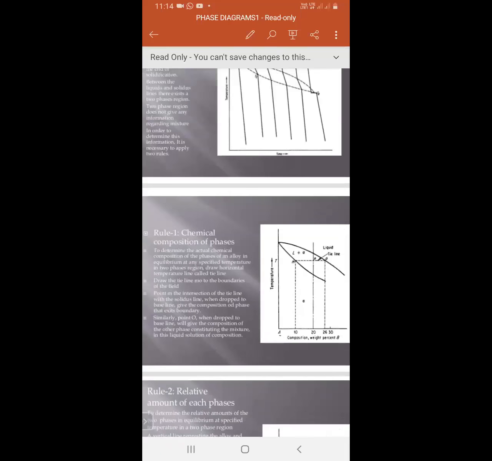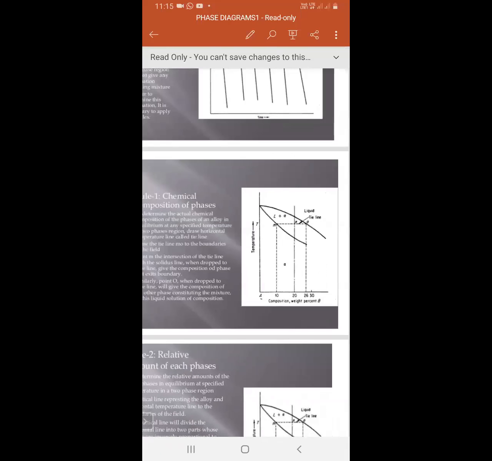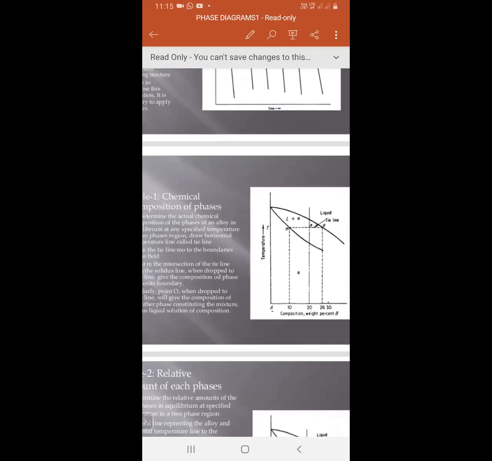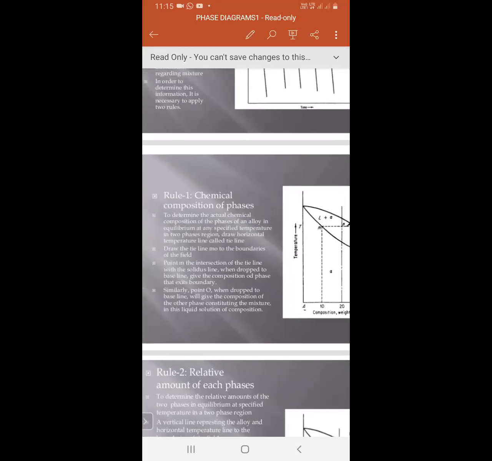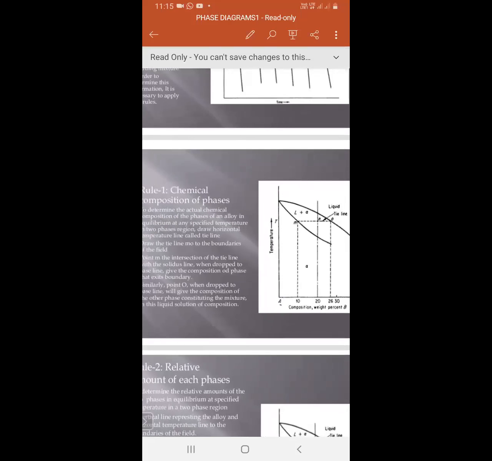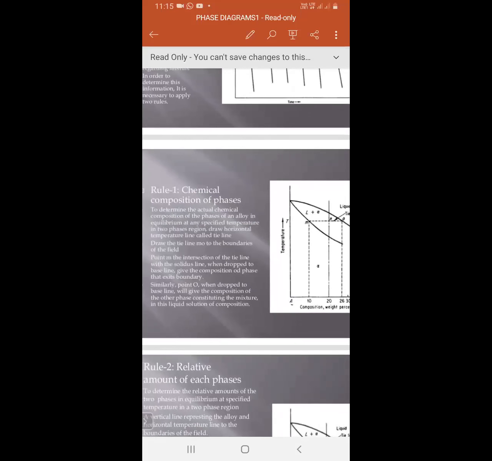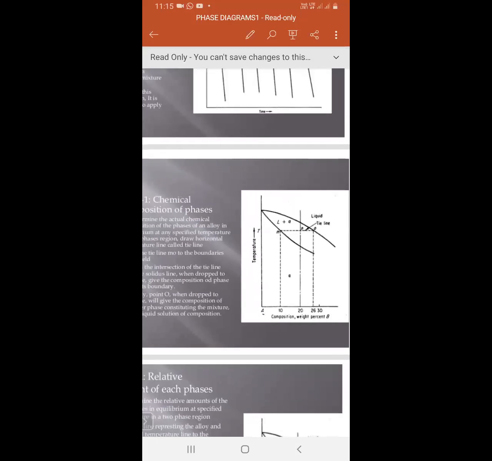Particularly above the curve, you have already understood that one. If you want to find out how much amount of each phase is present in the system, we have to draw one horizontal line. To determine the actual chemical composition of the phases of an alloy in equilibrium at any specified temperature, we just have to draw one tie line, like this.